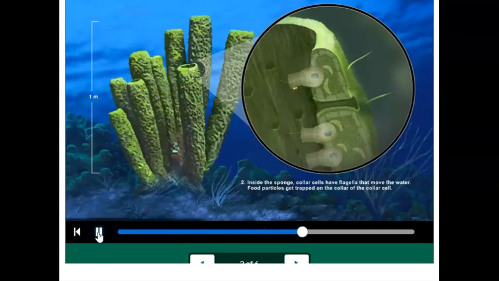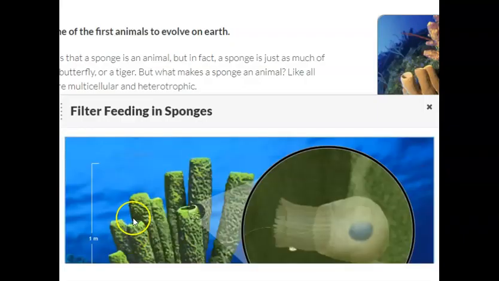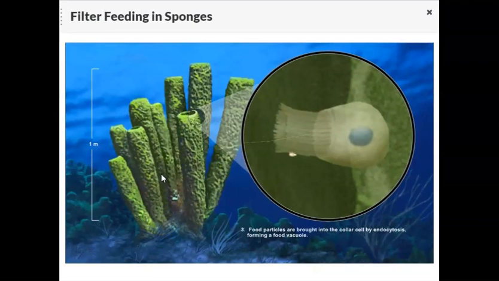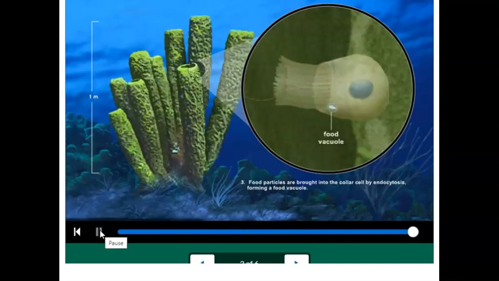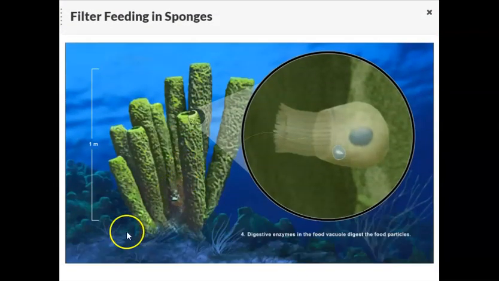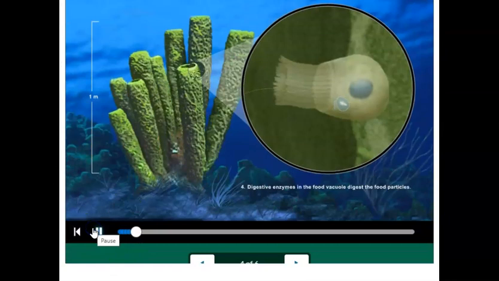And you can see the food get stuck on the collar of the collar cell. And then the food particles are brought into the collar cell by endocytosis, endo means in, forming a food vacuole, just like our protists would do, like the amoeba would do, although this isn't an amoeba. And then digestive enzymes in the food vacuole eventually digest the food particle.